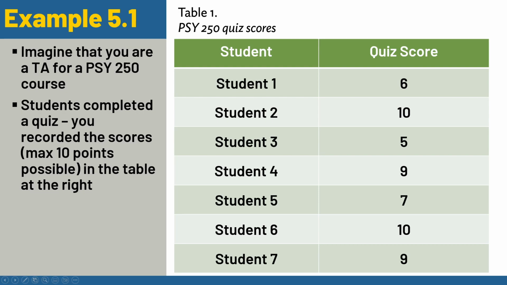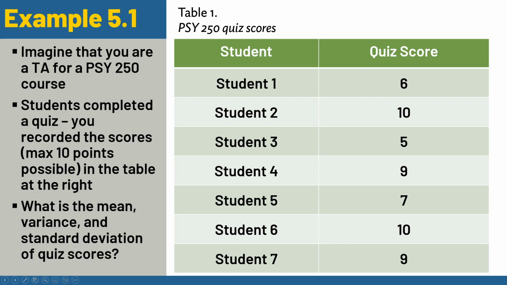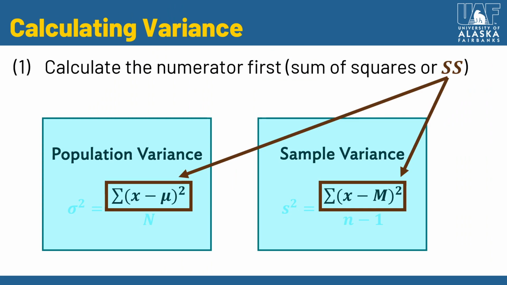Looks like the range is 5 to 10. And I, being a lazy and onerous teacher, ask you to calculate the mean, the variance, and the standard deviation of their quiz scores. And so first, let's go to our equation and calculate the numerator. Specifically, let's use the formulas for sample variance because we're just focused on this sample.